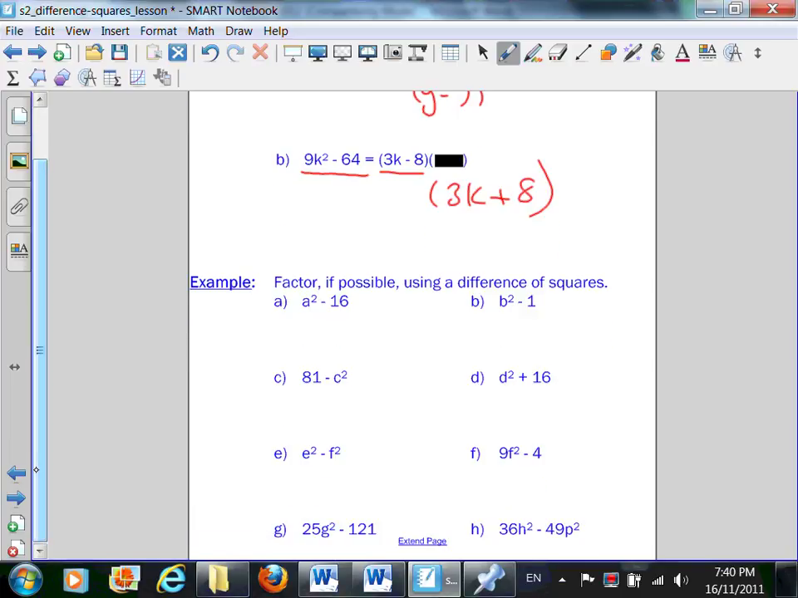Now, factor if possible using a difference of squares. So a squared minus 16. Well, make your brackets up. Plus sign in the middle of one, minus sign in the middle of the other. Doesn't matter which comes first. You can put the minus sign in the first bracket, plus sign in the second bracket. Doesn't matter at all. Square root of a squared, that's a. Square root of 16, that's 4. And we're done.